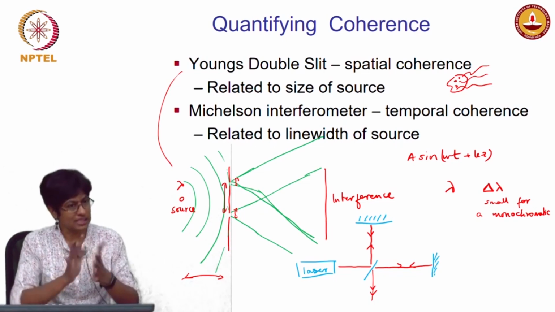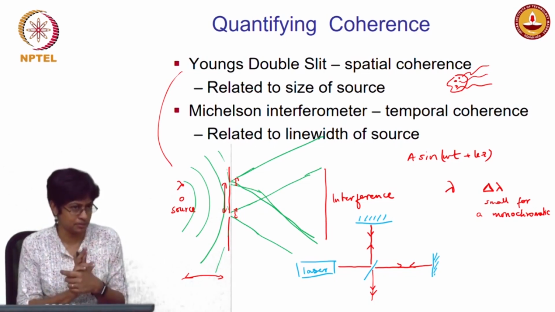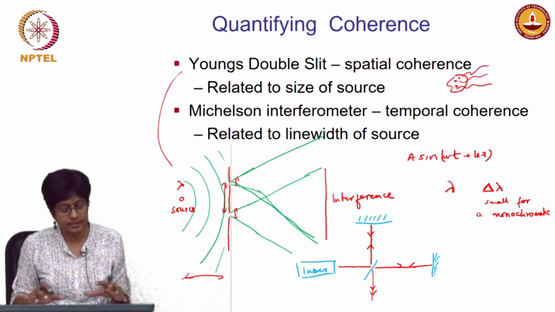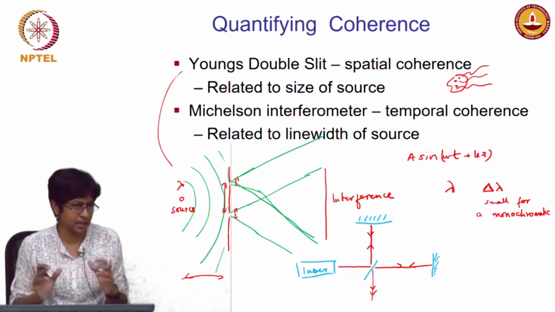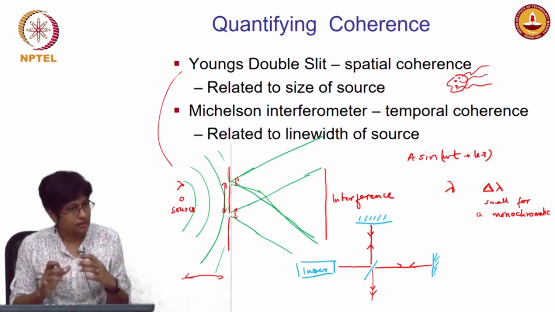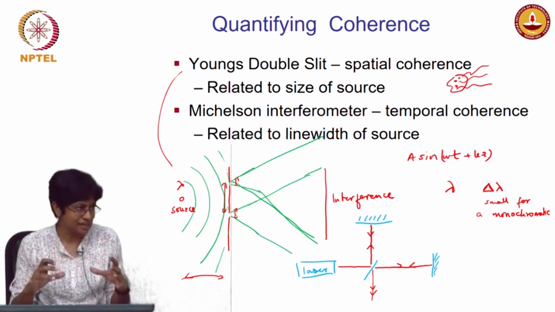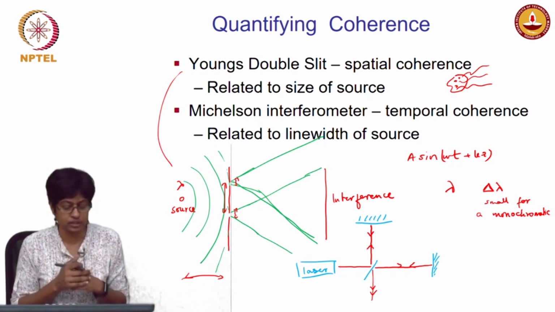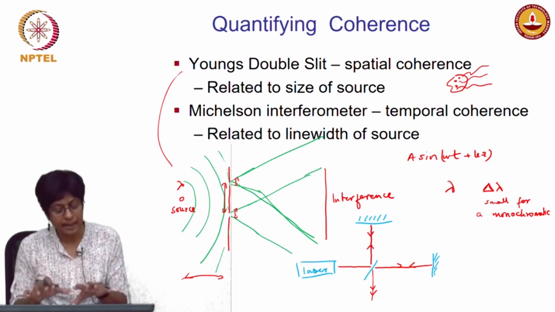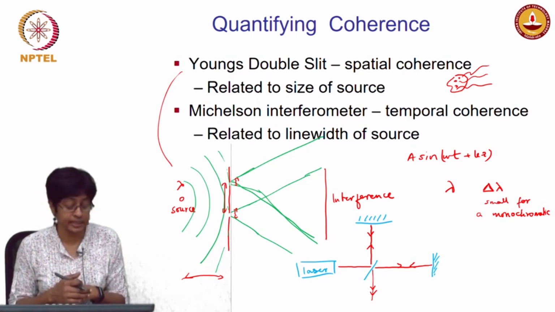Okay. Now, I drew the mirrors tilted because if you really want to see the fringes, you need to have a slight tilt between the beams. So, I have drawn lines, the red lines indicate the path that light is taking, but actually I might have an expanded beam so that I can see the fringes. Okay. We'll come back to the Michelson interferometer in more detail.